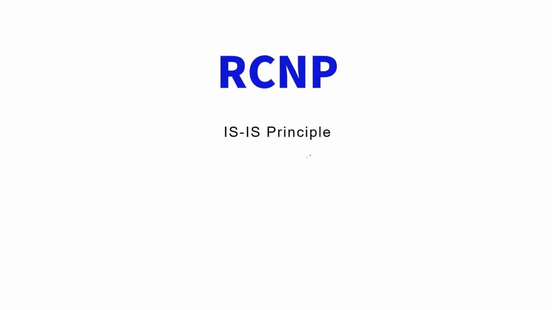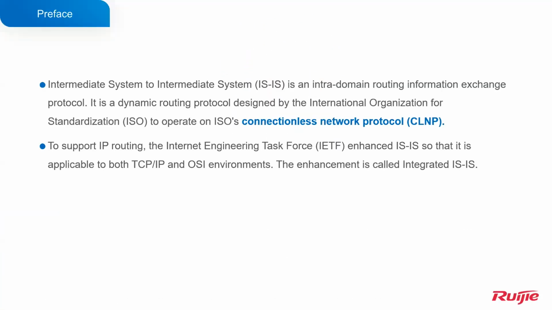Hello, everyone. In this course we will talk about a dynamic routing protocol, ISIS. We will introduce some ISIS principles. The full name of ISIS is Intermediate System to Intermediate System. This is also a dynamic routing protocol and is usually used in an intradomain.